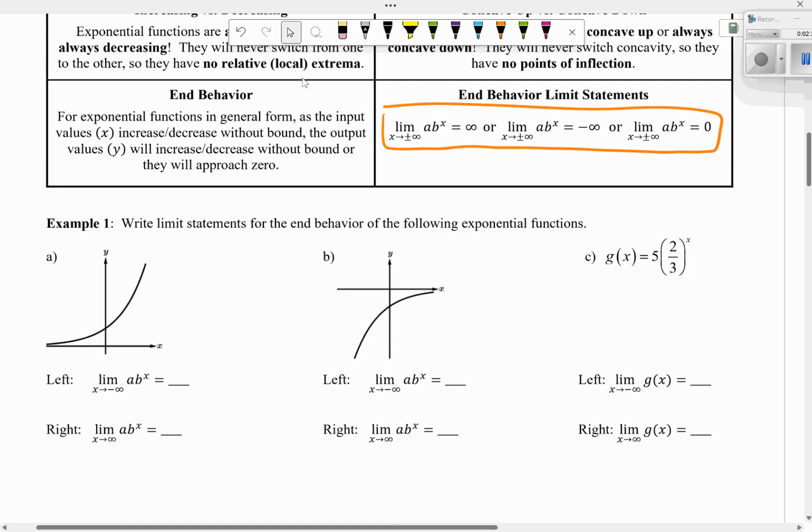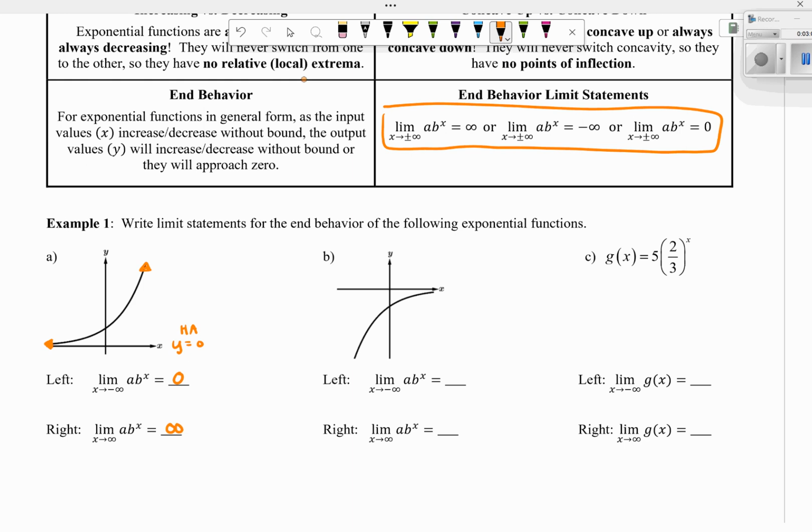So let's go ahead and write limit statements for the end behavior of the following exponential functions. The left limit means as x is going towards negative infinity, what is our function doing? So this is exponential growth. You can see as your y values go from left to right in your graph, they're increasing. So this left side of my graph we can see is approaching that horizontal asymptote at y equals 0. So this is approaching 0.